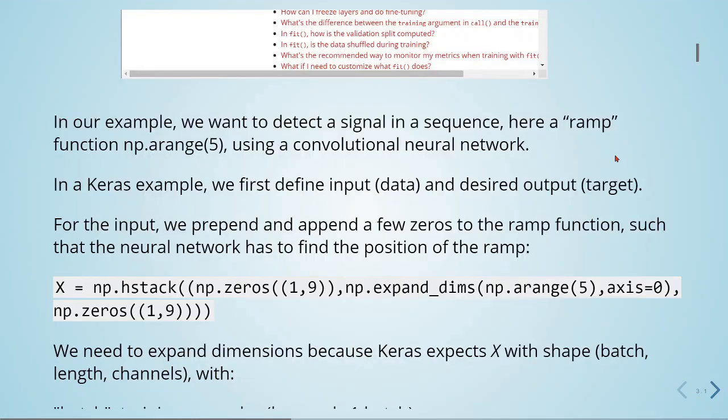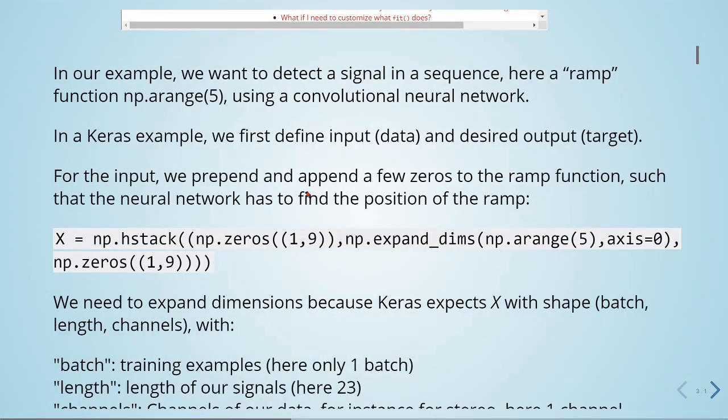In our example, we want to detect a signal in a sequence. In this case, we want to detect a ramp that is produced by this Python function here. We want to use a convolutional neural network to detect this ramp. So in a Keras example, first we will define our input data and our desired output. It's called the target. For the input, we will prepend and append a few zeros to the ramp function, such that the goal is that the neural network has to find the position of the ramp.